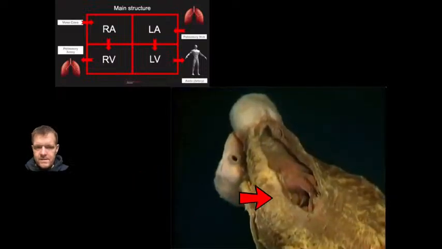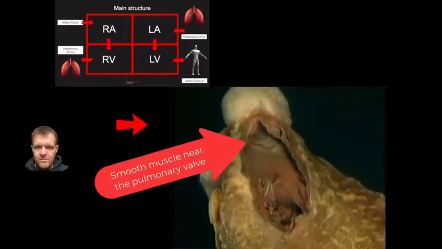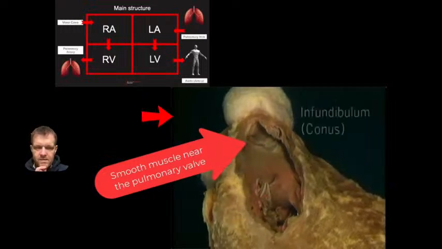And then this is the different shape here: smooth muscle near the pulmonary valve. You can see the difference in the architecture of the muscle as you come up towards here. This is really smooth, and the rest of it is a little bit bumpier.